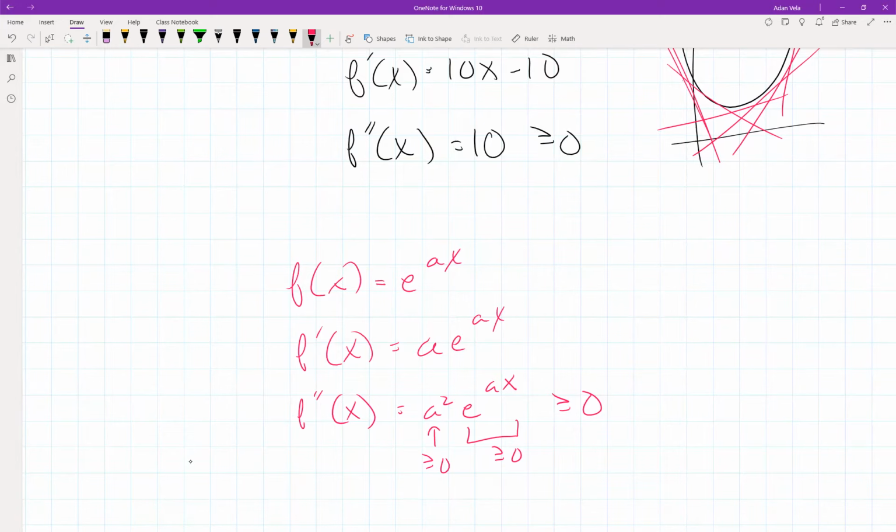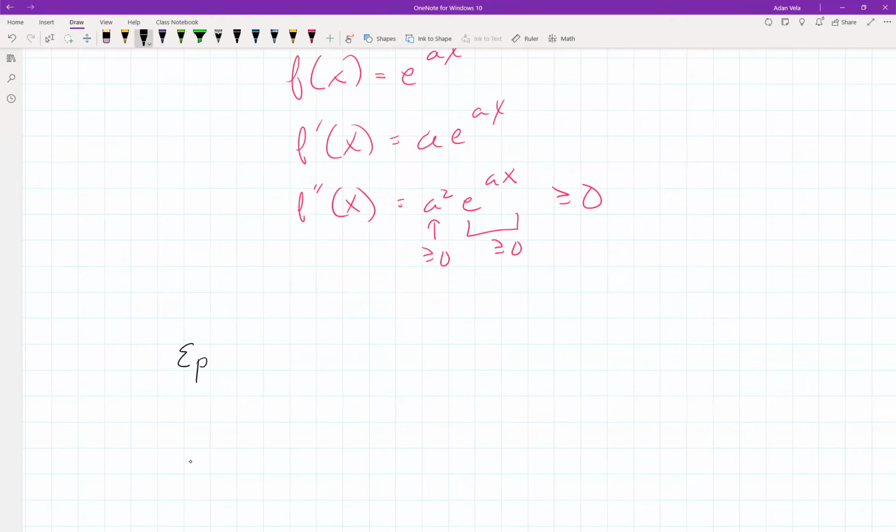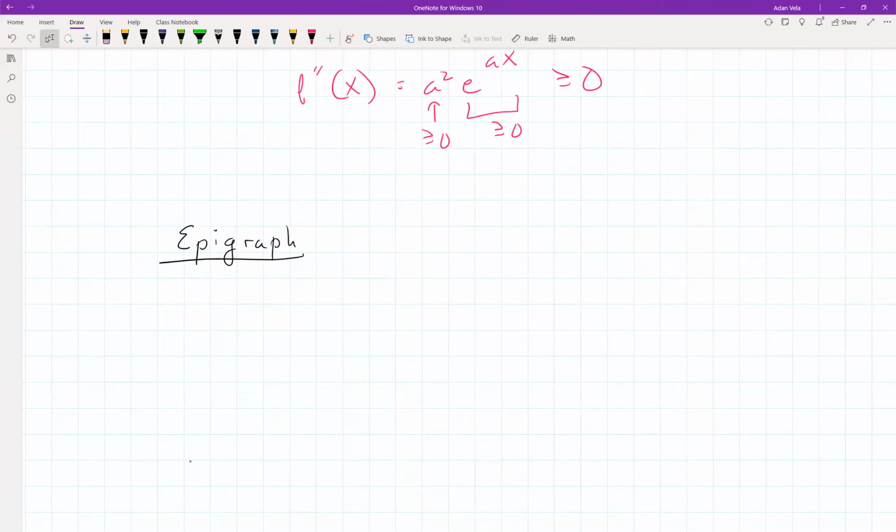So our function e to the ax is convex. Okay. Another neat way to check for convexity is to use something called an epigraph. An epigraph is basically, well, let me give you the rule, and then I'll draw an epigraph for a function, and you'll sort of get it. You'll go, oh, okay, I get it. So f is convex if and only if the epigraph of f is a convex set.